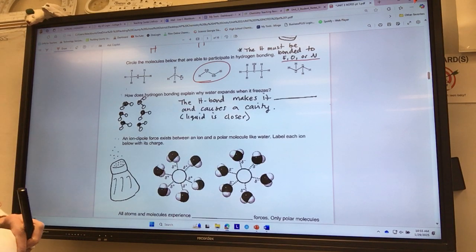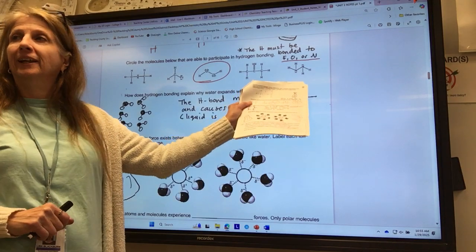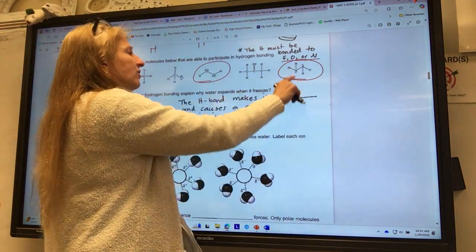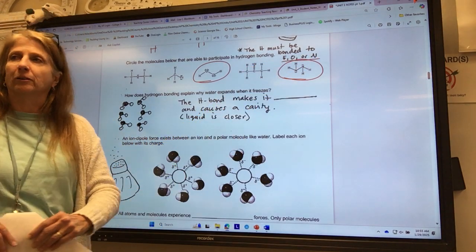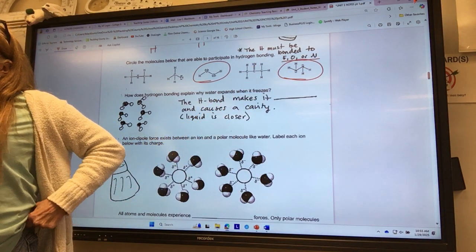Okay, how about the next one? Is this one gonna work? No. How about that one? Yay! Look how much y'all have learned. Because the hydrogen is on the nitrogens and we got unshared pairs. Okay? Feeling good so far?